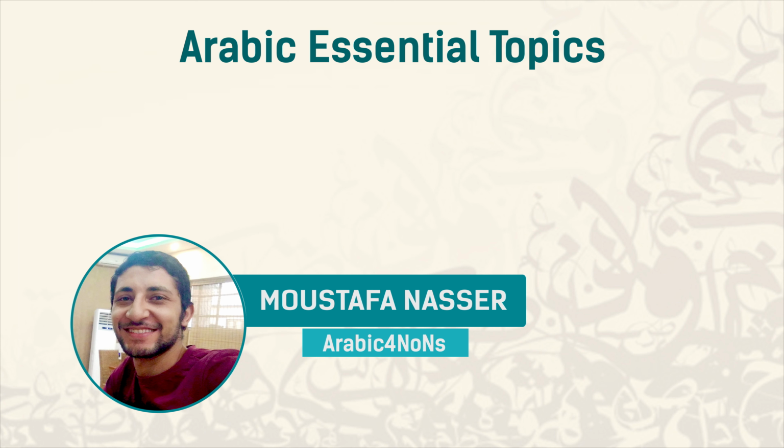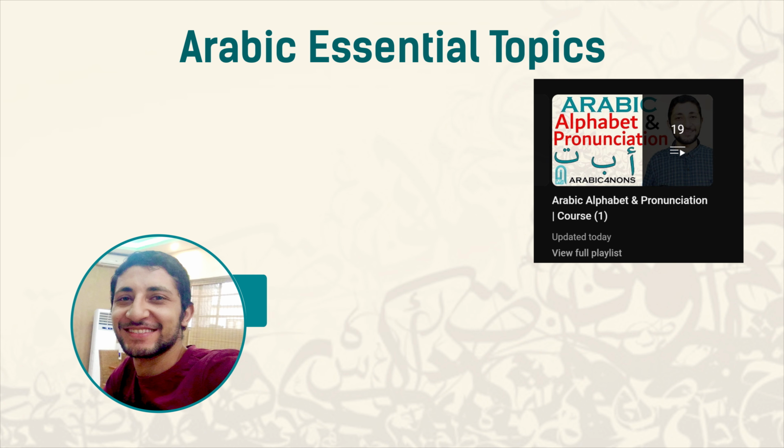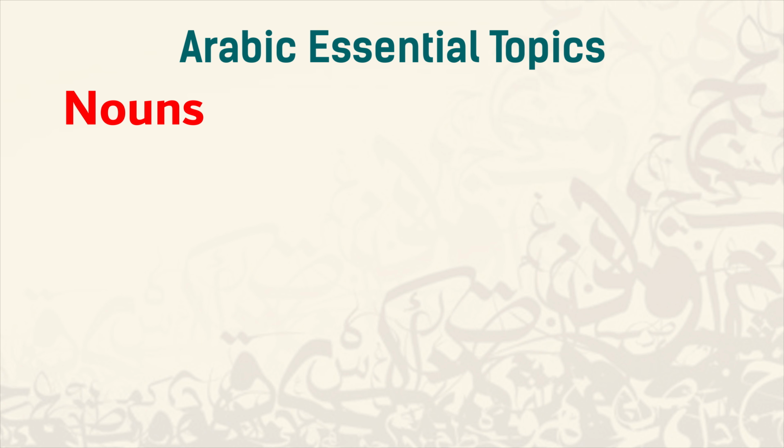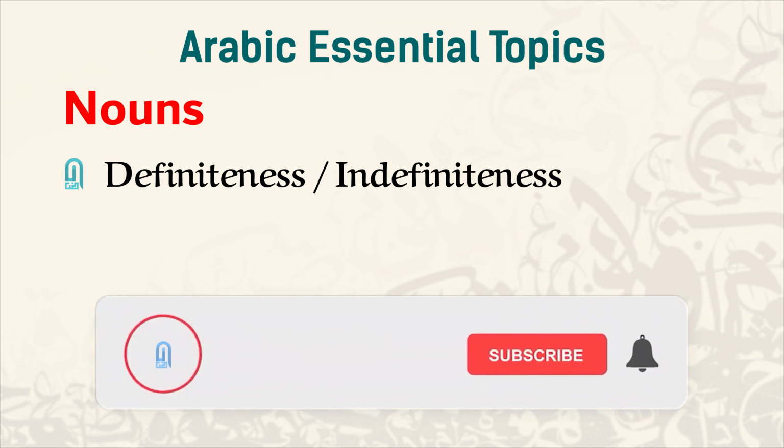Again, if you're still an absolute beginner, watch the first course on my channel, Arabic Alphabet and Pronunciation. Today, we will talk about the first part of speech in Arabic, nouns. And when talking about nouns, we must cover 3 important features: definiteness or indefiniteness, number, and gender. In today's lesson, I will explain all about the first feature, definiteness or indefiniteness. And in the next lesson, we will talk about the remaining 2 features.